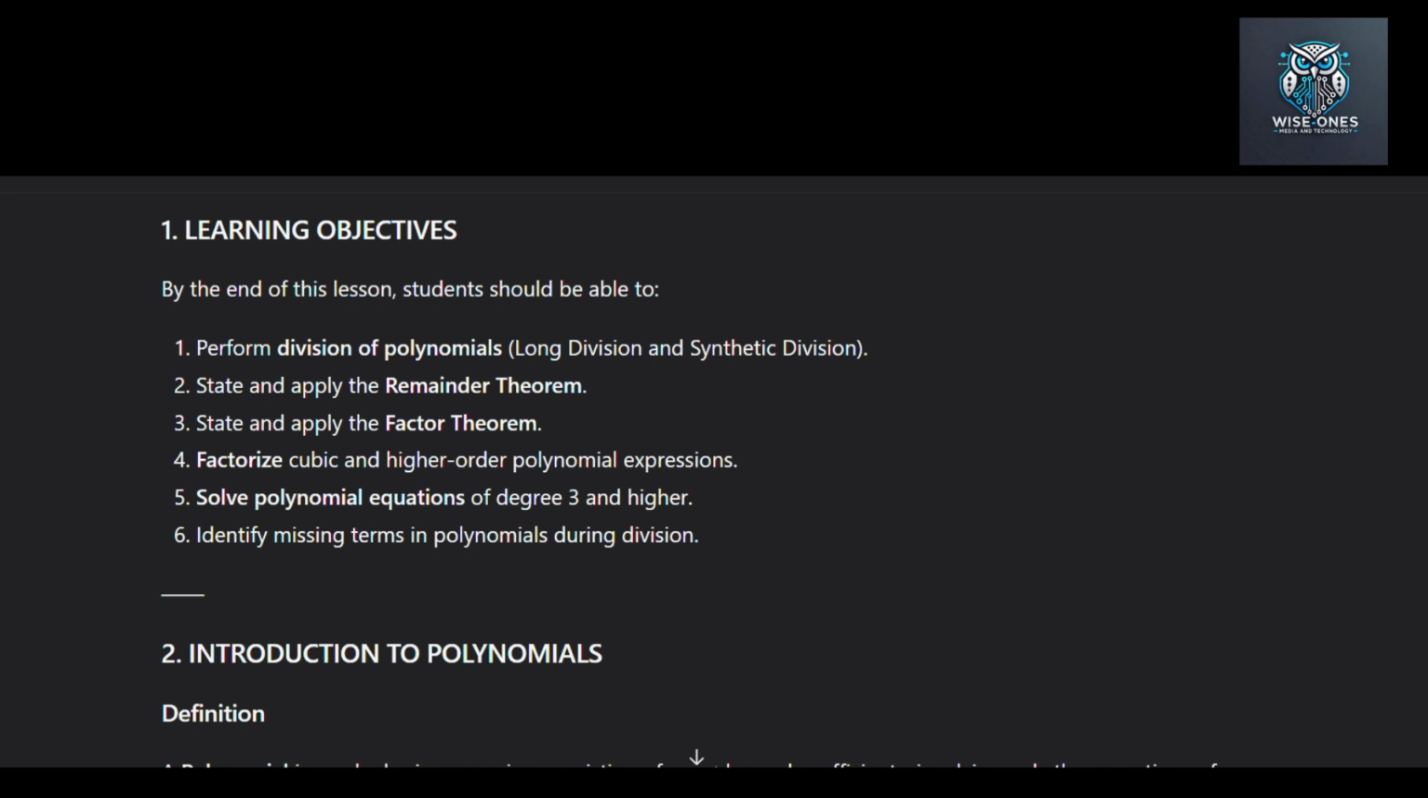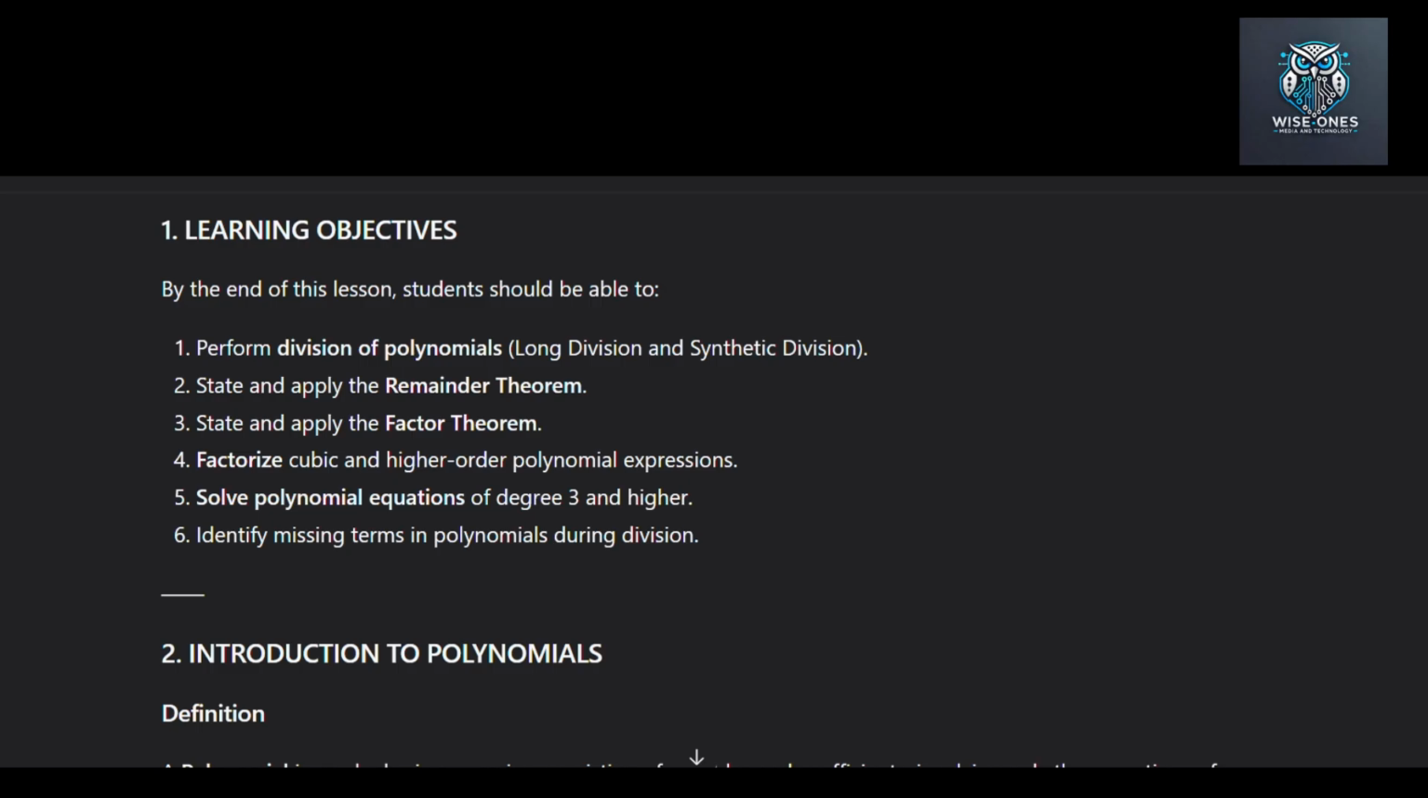Let us look at what we want to achieve by the end of this lesson. These are our learning objectives. By the time we finish, you should be able to perform division of polynomials using long division and synthetic division. You will learn how to state and apply the remainder theorem. You will learn how to state and apply the factor theorem. You will learn how to factorize cubic and higher order polynomial expressions. You will learn how to solve polynomial equations of degree 3 and higher. And finally, you will learn how to identify missing terms in polynomials during division. That is a lot, but we will take it one piece at a time.